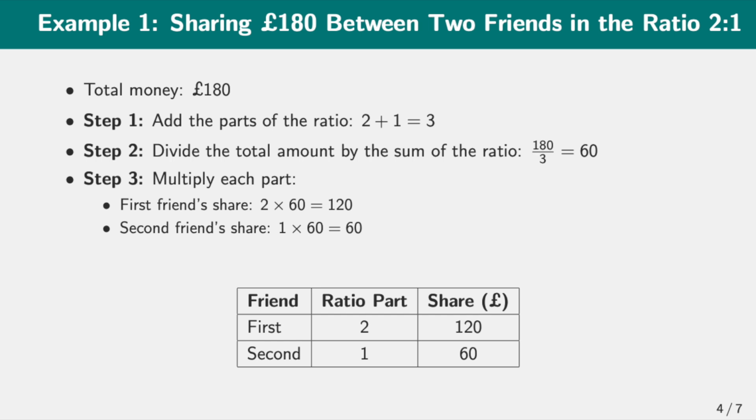Now multiply each part of the ratio. The first friend's share is 2 times £60, which is £120, and the second friend's share is 1 times £60, which is £60. And that's how you get the split.